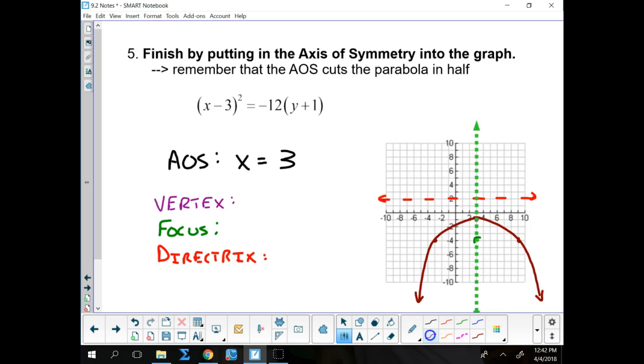So the vertex here, and you have to answer them in order to get to it. This is step 2. Both of these are step 3. Our focus, we said, was at (3, -4). Our directrix, we said, was at y equals 2. Axis of symmetry is step 5.